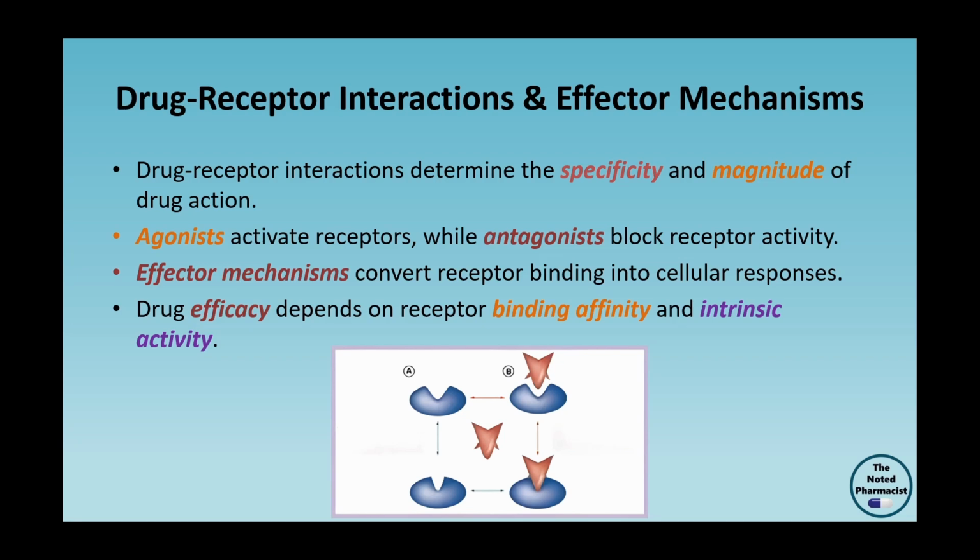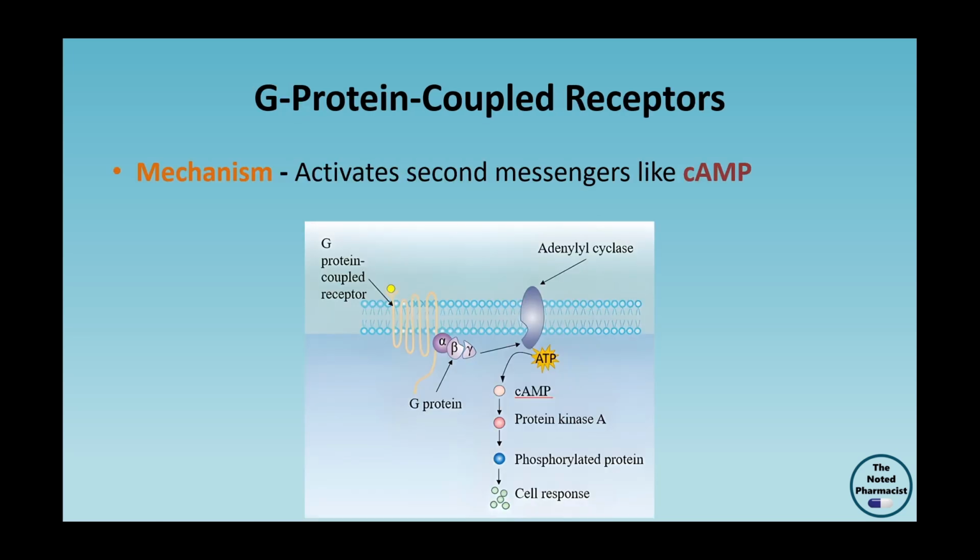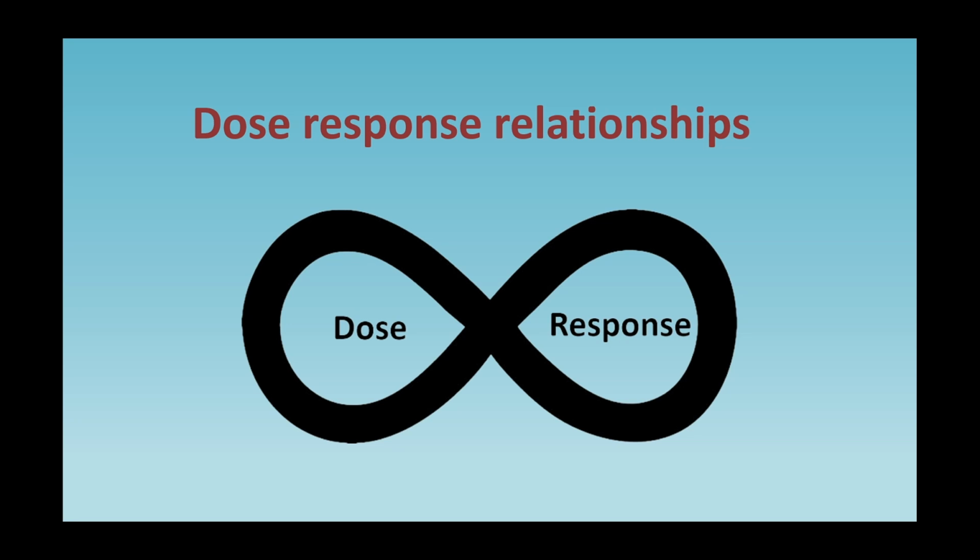Receptors have unique binding sites that only recognize specific ligands, leading to highly selective effects. For example, beta-adrenoceptors in the heart respond to adrenaline by increasing heart rate and contractility. After binding, a conformational change occurs in the receptor, activating effector mechanisms within the cell. Some receptors, like ligand-gated ion channels, directly control ion movement across membranes, such as nicotinic acetylcholine receptors. Others, like G-protein-coupled receptors, GPCRs, generate second messengers such as cyclic AMP, cAMP, to propagate the effect as shown in this diagram below. We want to briefly look at dose-response relationships.